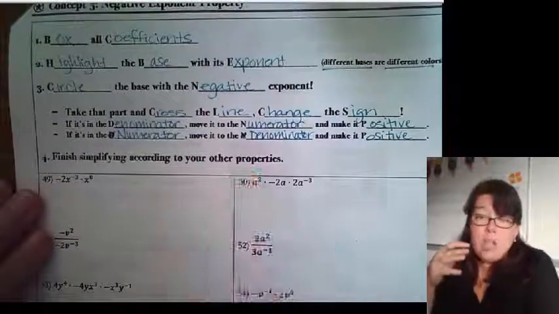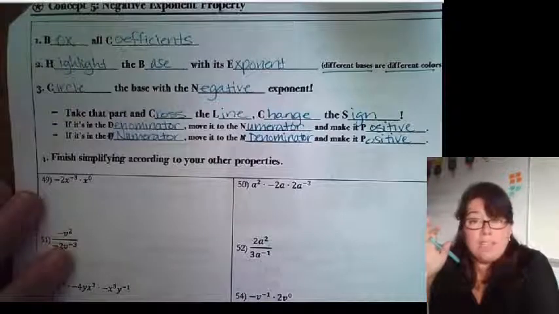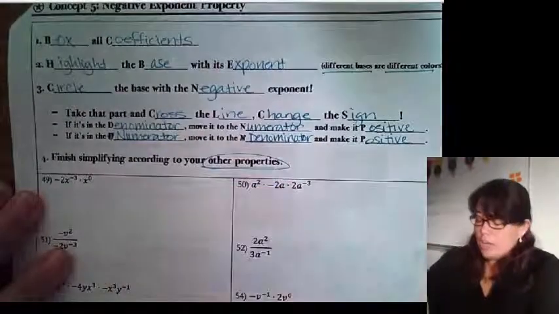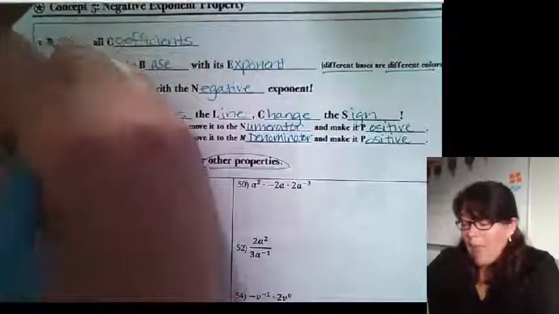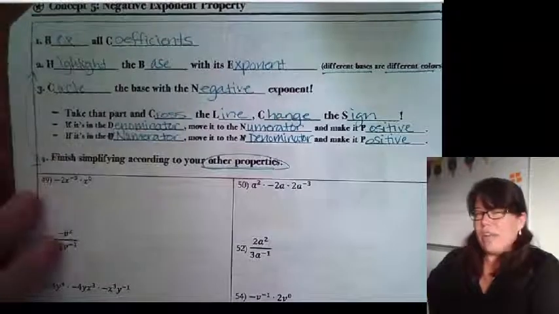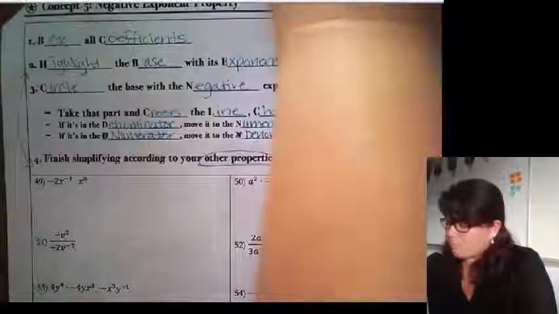Now here's the thing. Negative exponents are pretty rare. You're not going to see them very often. So your other properties, you're actually going to use them in the beginning of your problem and then maybe at the end after you deal with any negative exponents. It'll just kind of depend on what you have. So let's take a look at some examples.